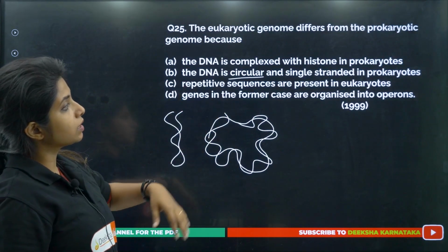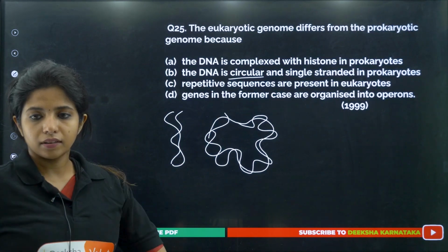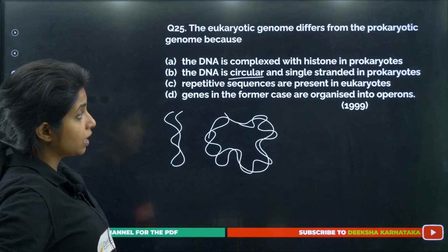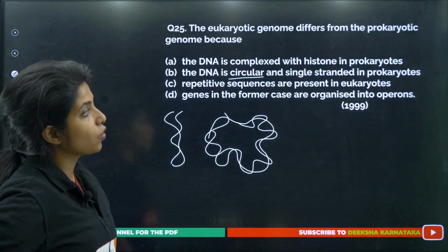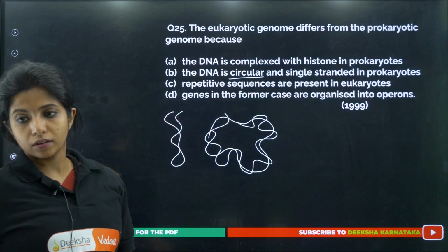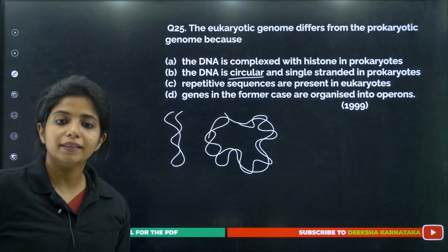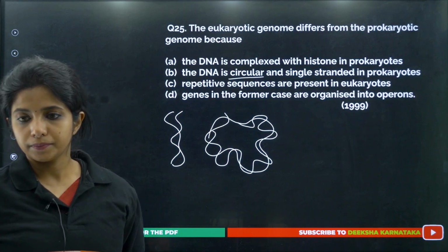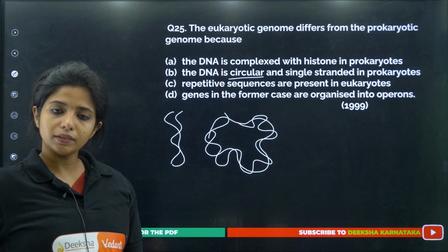Now, repetitive sequences are present in eukaryotes. Is that the thing, children? Next, genes in the former case are organized into operons. In the former, as in eukaryotes, they are organized into operons. Both of them have operons, children. Okay, cool.